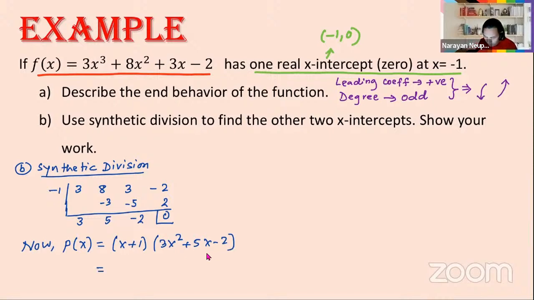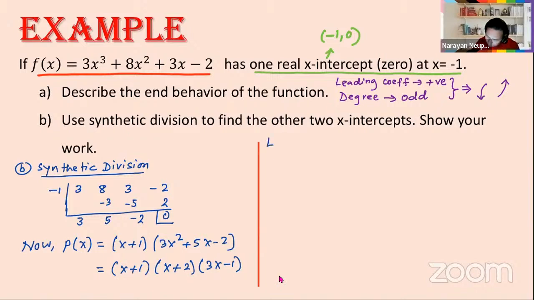So now we can write this as x plus 1. If we factor 3x squared plus 5x minus 2, the factors are x plus 2 and 3x minus 1. Once we factor the polynomial completely, now we can analyze this. We want to find the other two x-intercepts or zeros. The meaning of that is when you plug in those values, the polynomial should be 0. That means we can equate this polynomial to 0.